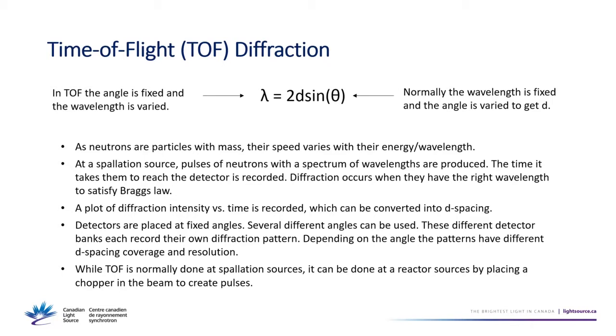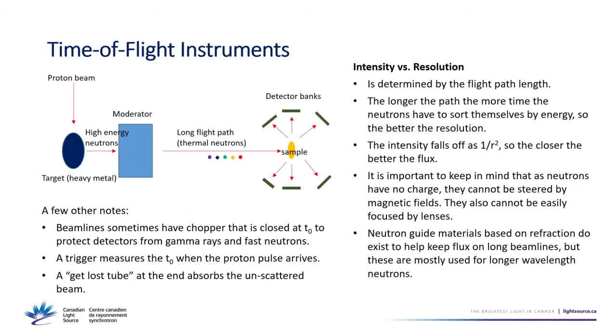So this is normally done at spallation sources. You could also do it at a reactor source by putting a chopper in to create pulses of beam, but usually it's done at spallation sources. So this is just a basic little cartoon I made. You have a proton beam, it will come in and hit a target, the high energy neutrons go through a moderator, and then they go on a flight path, and they separate out by energy. They hit the sample, and the detectors record when they hit, and they know what wavelength they were.